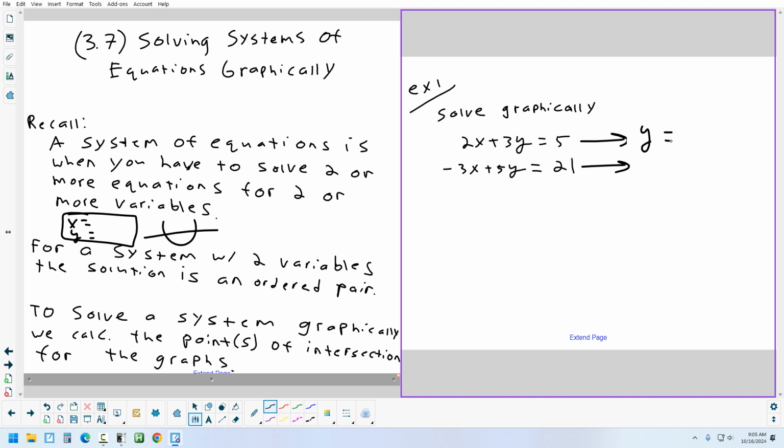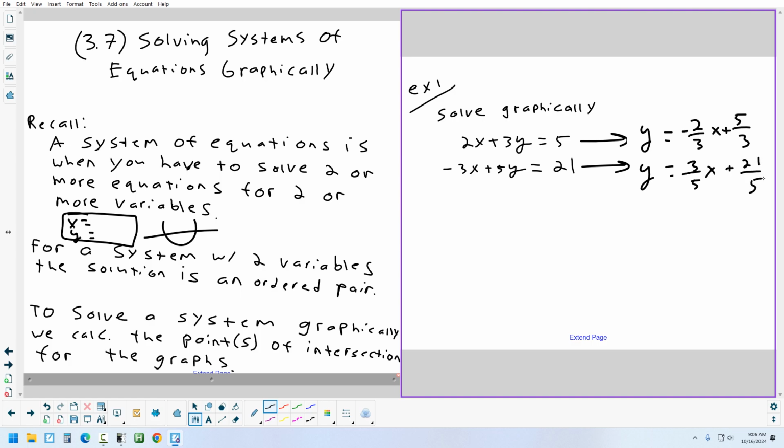So in the top one, you would have y equals negative 2/3 x, once I subtract the 2x and then divide by 3. And I would have plus 5/3, because I'd have to divide the 5 by 3 as well. And the bottom one, I would have y equals 3/5 x, add the 3 and divide by 5. And then plus 7, and then you would have plus 21 fifths, because you'd have 21, and you'd have to divide by the 5.